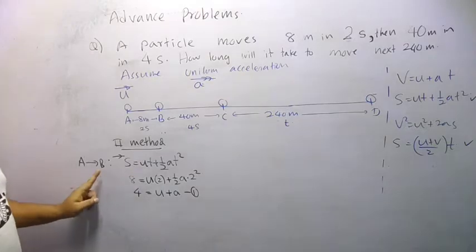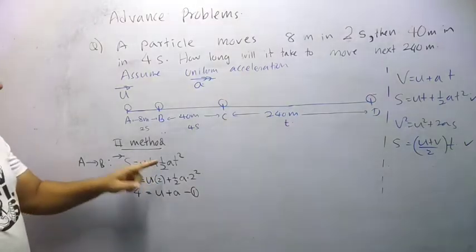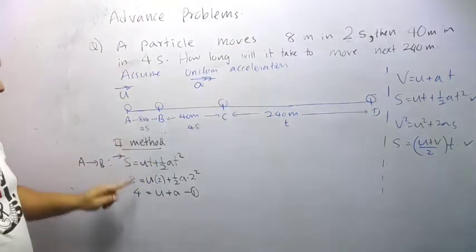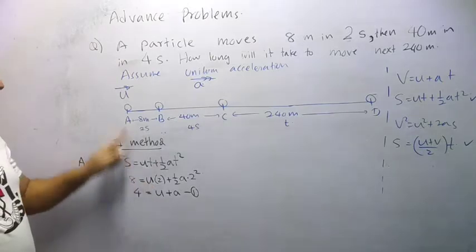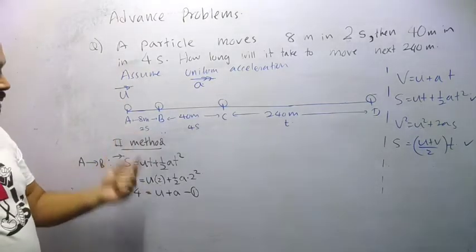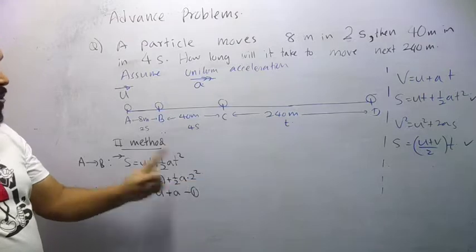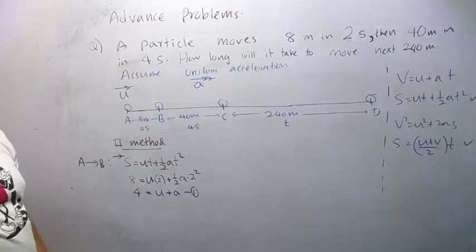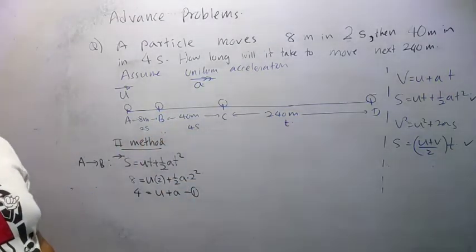Right. So if you go from A to B, s equals ut plus half at squared. s is 8 meters. u is there, 2 seconds, plus half a 2 squared. So this is our first equation. Let's look at the next equation.